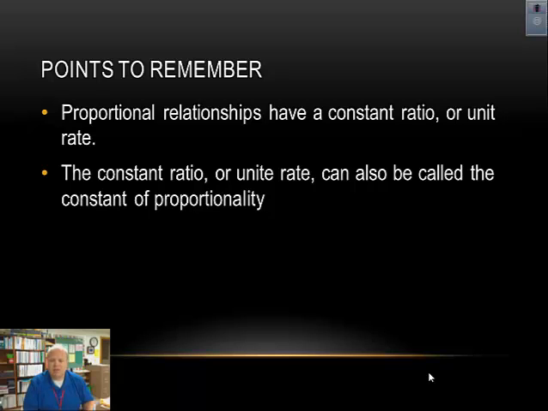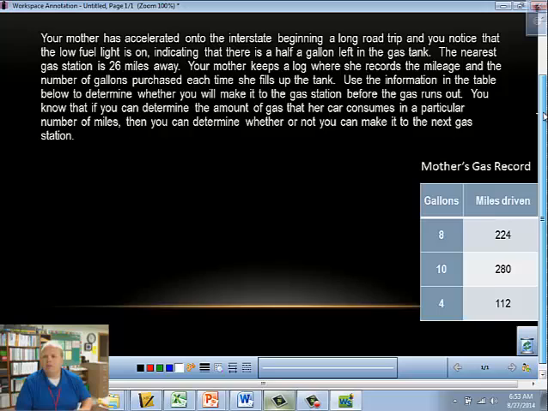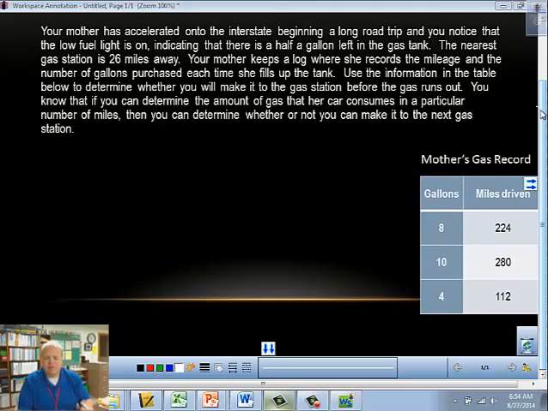Let's look at the first problem we're going to be dealing with. This first problem is dealing with gas, and the question is, are we going to have enough gas to make it to the next gas station? The problem says your mother has accelerated onto the interstate beginning a long road trip, and you notice that the low fuel light is on, indicating that there's half a gallon of gas left in the gas tank. The nearest gas station is 26 miles away. Your mother keeps a log where she records the mileage and the number of gallons she purchased each time she fills a tank. You use the information in the table to determine whether you will make it to the gas station before the gas runs out.